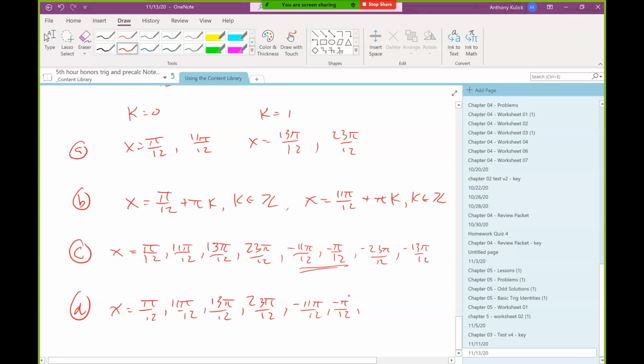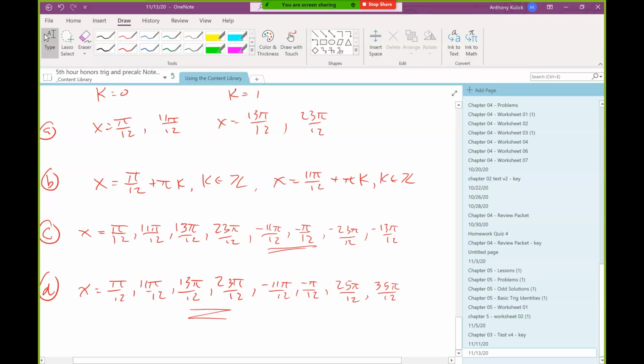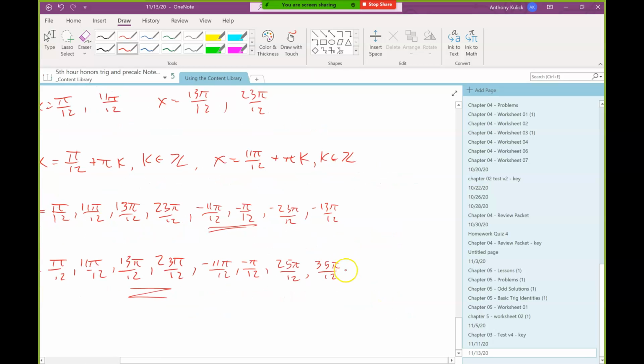Okay with that? And then I still have to worry about the part from 2 pi to 4 pi. So I'm going to take my biggest two answers and add pi to each of those. So that's going to give me 25 pi over 12 and 35 pi over 12. Both of those are smaller than 3 pi. So I'm going to do it again and add another pi to each of those. So that's going to give me 37 pi over 12 and 47 pi over 12.